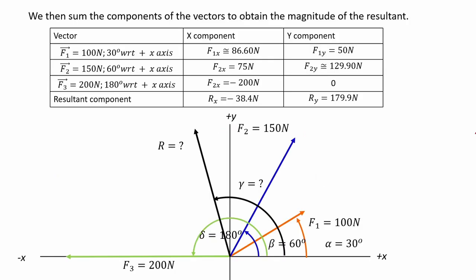We then sum the components of each vector and we see that the component along x for the resultant is negative 38.4 newtons. The component along the y-axis is 179.9 newtons. Drawing the components, we see that the resultant would be in the second quadrant, which is due to the fact that its x component is a negative value.